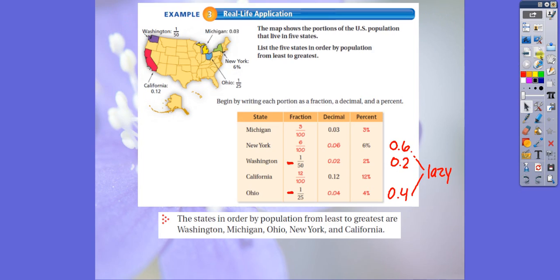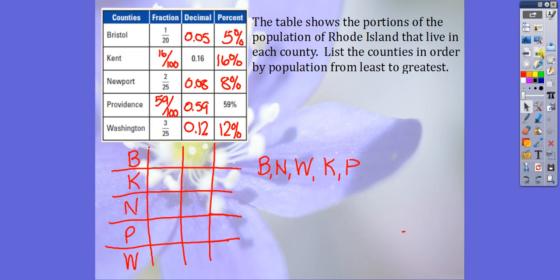And then we talked about how you could fill in a table. I said be careful because a lot of times when you're working from percent to decimal, you take 6%, you tell me just 0.6, you get lazy, as I said. You stop using the 2 places to the left. And then when you're done, it asks you to list the 5 states in order from least to greatest, not the numbers. So make sure you use the state names and not the numbers.